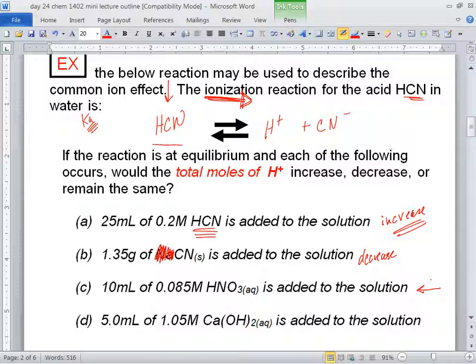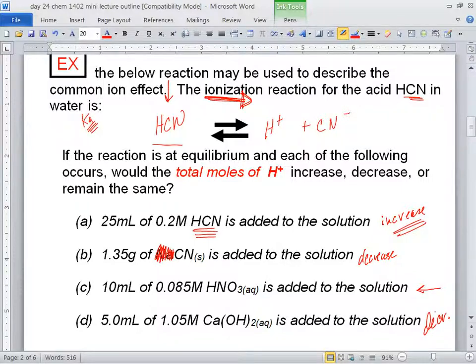What's so special about this? It will interact, because you see the hydroxides. Hydroxide is our base. It reacts with H+. So if it reacts with H+, H+ is going to go away, go down, right? Decrease. Okay, so that's kind of the game you're playing with this common ion effect.